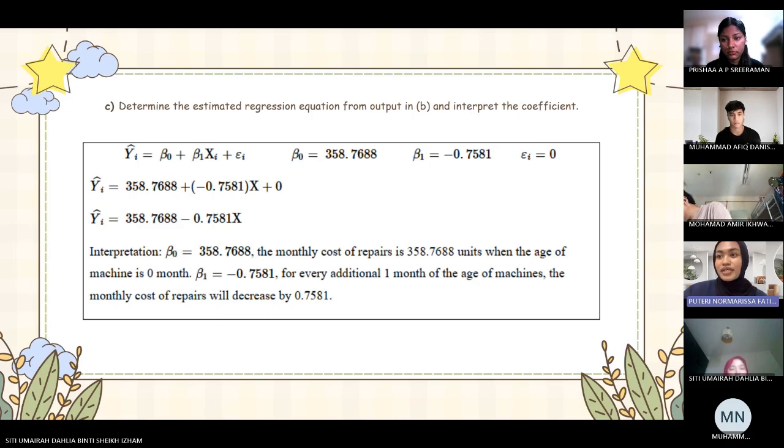So our interpretation would be B naught equals 358.7688. The monthly cost of repairs is 358.7688 units when the age of the machine is 0 months, and our B1 is negative 0.7581. For every additional 1 month of the age of machines, the monthly cost of repairs will decrease by 0.7581.